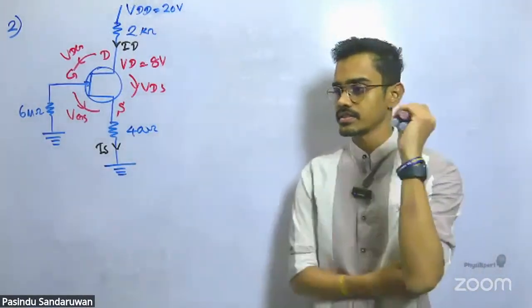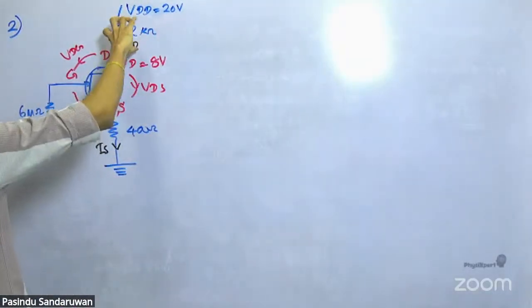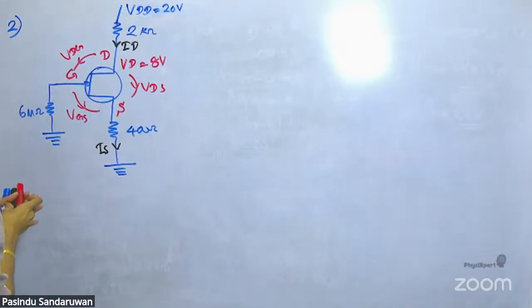Okay, right. What's the first one? ID. Now VDD and VD are unknown. Then to find ID, apply it because they are for 2 kilo ohms. Very straightforward.